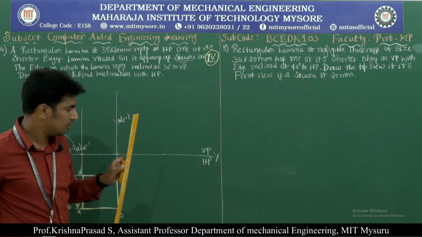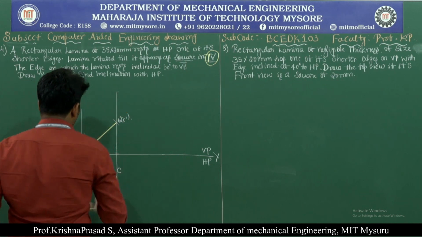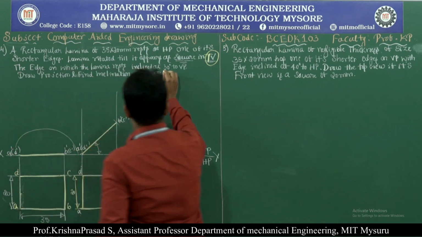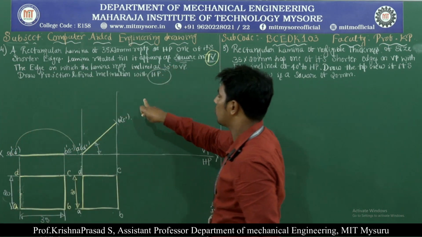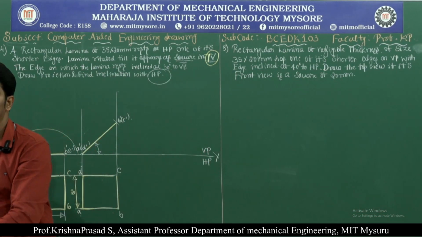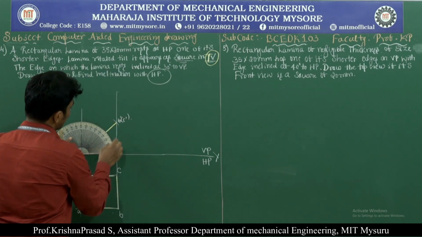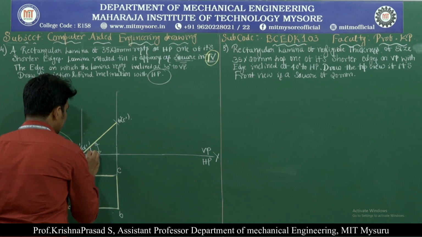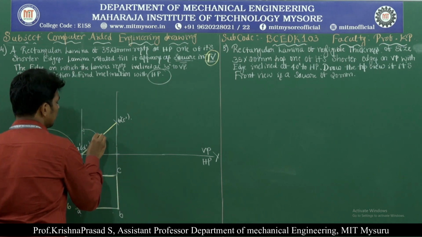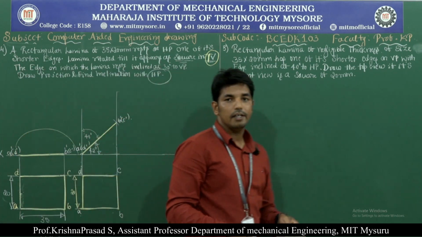Once we have completed these things, draw the line and note down the angle of inclination with respect to HP. In the problem they are asking what the inclination with respect to HP is. Now place the protractor here and note down the angle. The angle we are getting is 42 degree. Then what is the inclination with respect to VP? It is the opposite, that is 90 minus 42, which is 48 degree.